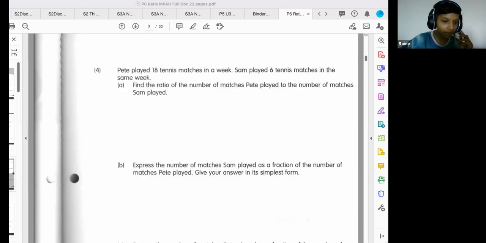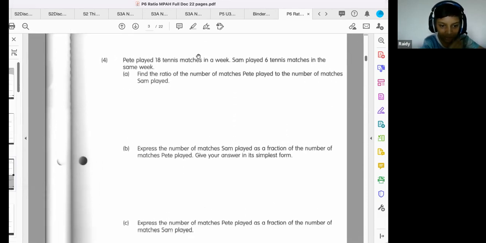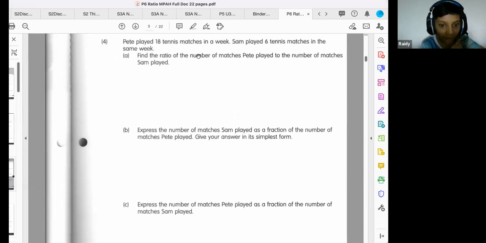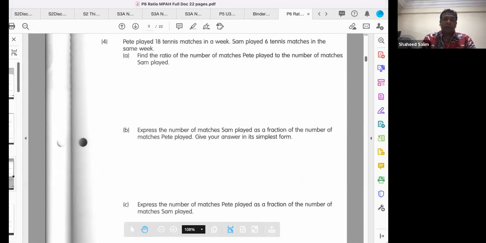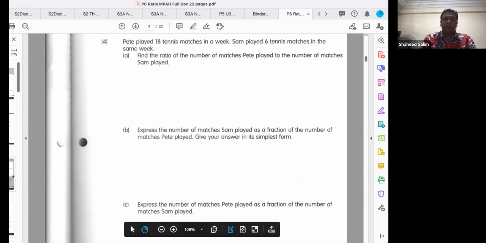Isn't the question number C asking for the ratio of the number of matches Pete played to the number Sam played? Ratio of what Sam and Pete played? Isn't it for B, C? How do you know it is C? Okay, so we try. But meanwhile, I will give a ring again to some of the parents.